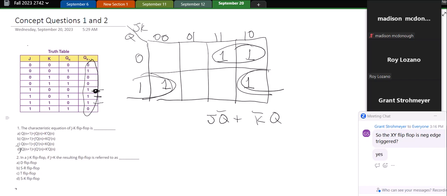I'm having a hard time reading this. Does anyone have like a better, oh wait, I have it here. Yes, and that is right. Okay, so did that make sense?